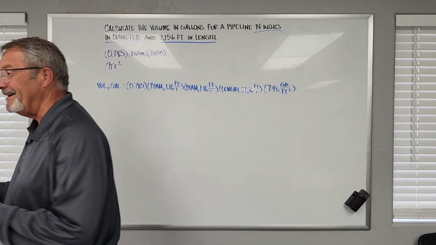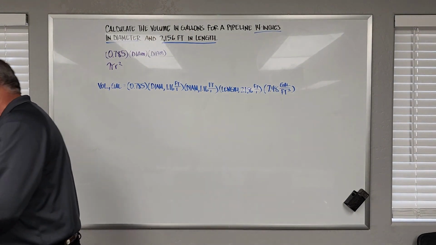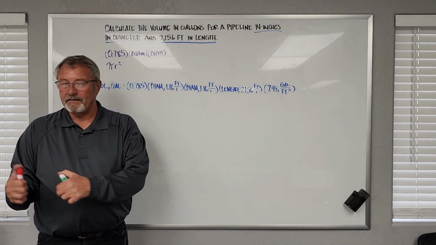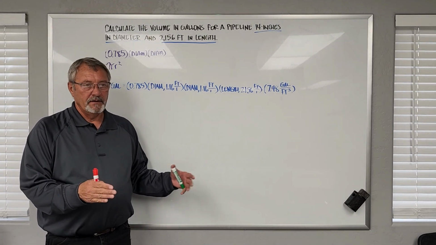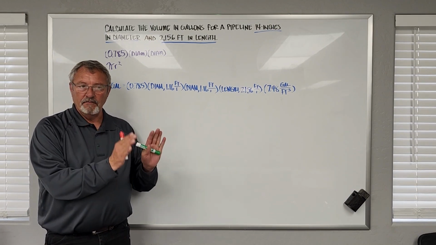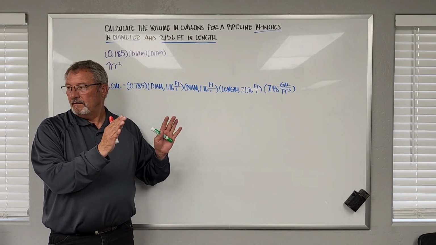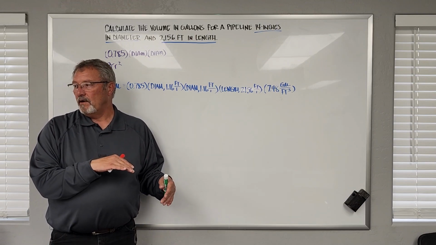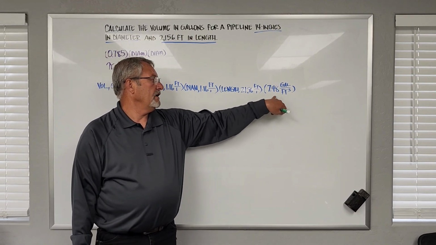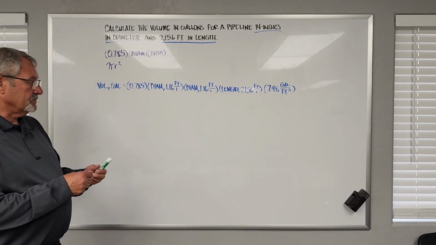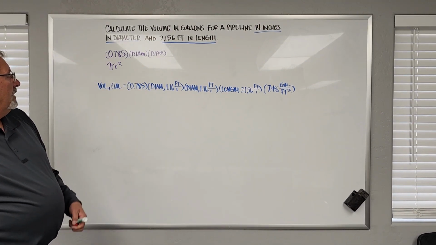It's one of those constants that every operator should know. 7.48. There are 7.48 gallons for every cubic foot of water. That means if I have a cube, 1 foot in length by 1 foot in width by 1 foot in height, a perfect 1 cubic foot, and I fill it to the brim with water, it's gonna be 7.48 gallons each and every time. That's a constant that never changes. It's the truth. It's reality.